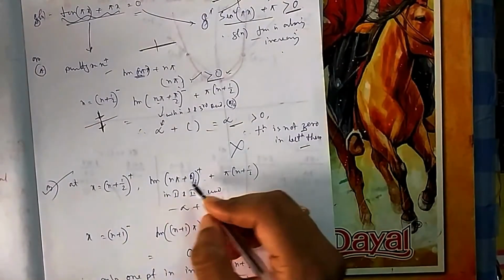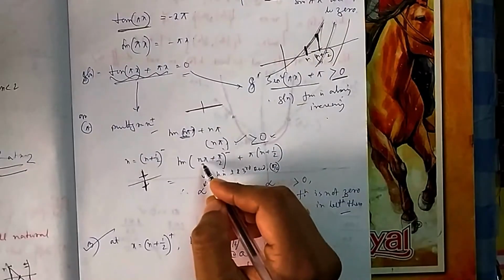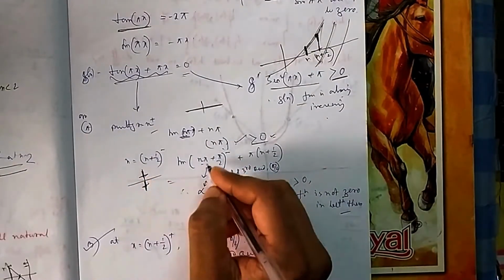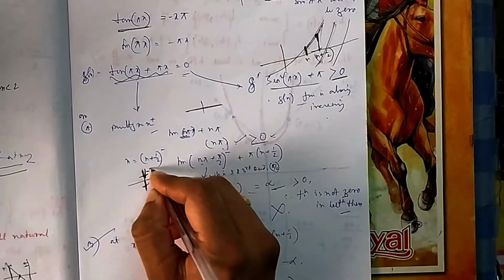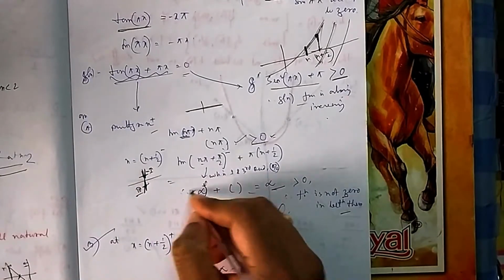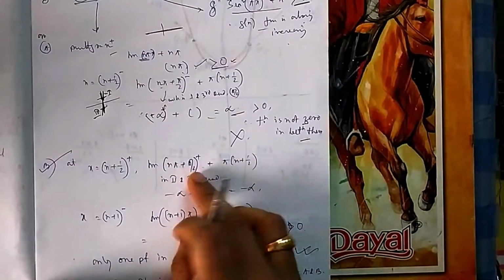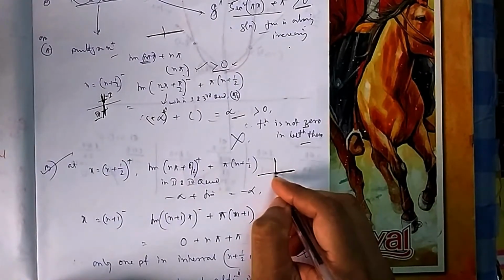So if you put n pi plus, then it will be at this quadrant, whereas it was n pi plus pi by 2 minus, that is a little less than this, so it is in the first or third quadrant. That's why it was plus infinity. Now if you put n pi plus pi by 2, you can land here and land here.